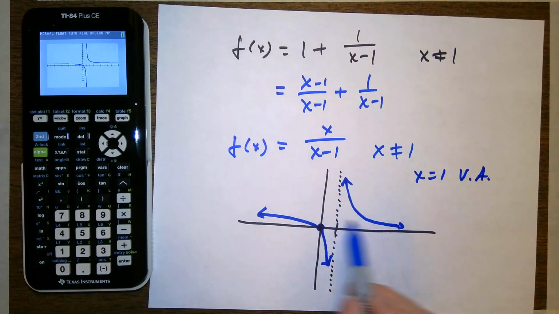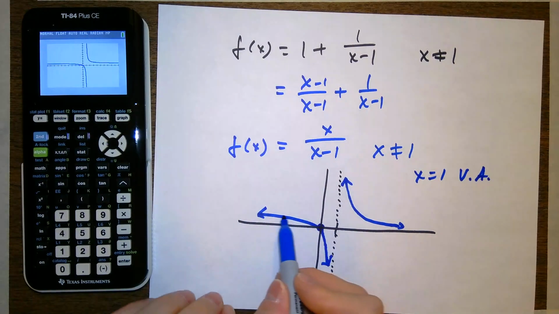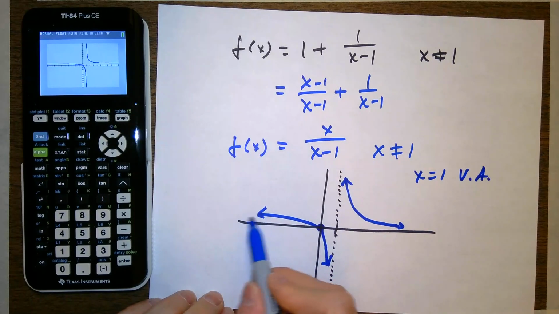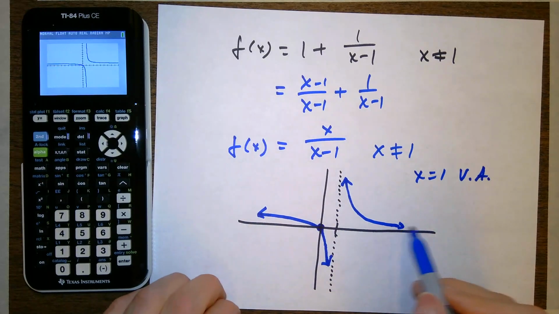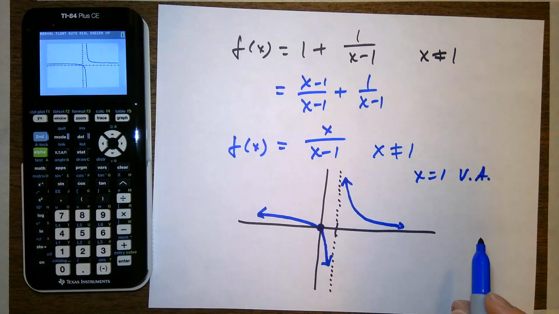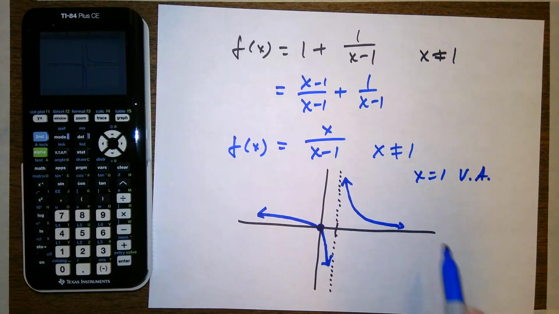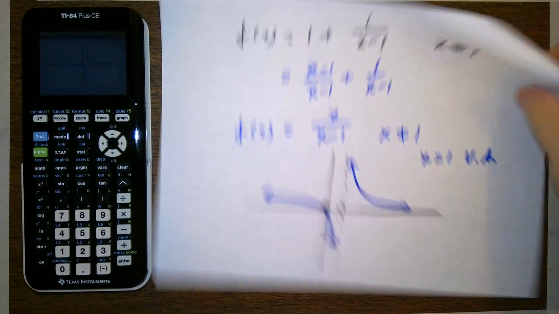But notice I seem to have some sort of horizontal asymptote there. And unlike 1 over x, it doesn't seem to be getting closer and closer to 0. It's not coming back down. What's it doing as it goes in either direction here? Well, this is where we have horizontal asymptotes. Let's look at the definition of a horizontal asymptote.